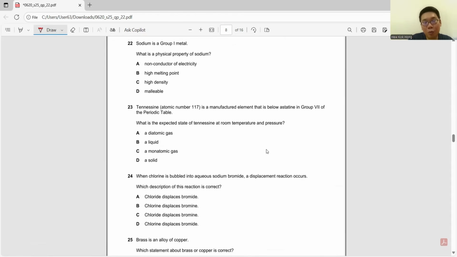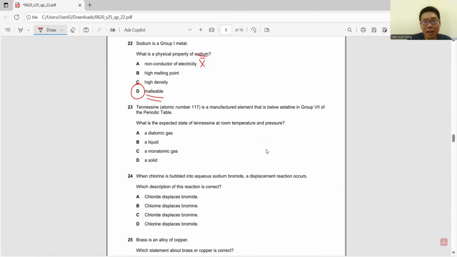22. Sodium is a group 1 metal. What are the physical properties of sodium? It is a non-conductor? No, all metals can conduct. High melting point? It is not that high compared to the transition elements, and the density is considered low compared to the transition elements. Malleable? Yes, it's a pure metal, so it's confirmed malleable.